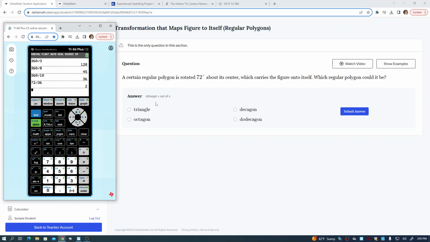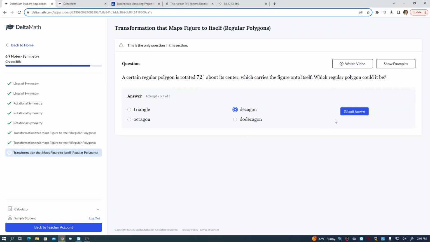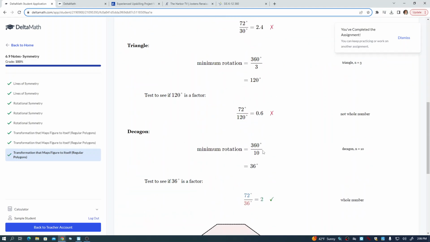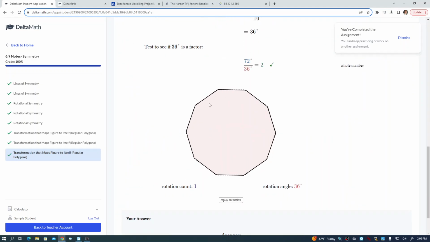So basically you're just guessing and checking, trying each number of sides, 360 divided by those sides, and then seeing if it's a multiple of that number. And that's it. And you can watch it here spin. So every 36 degrees. So then the second time it would spin would make it 72 degrees.